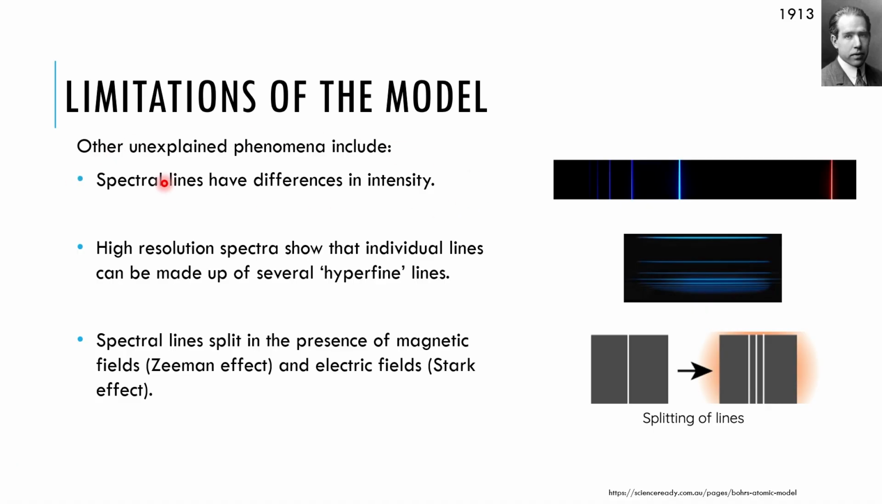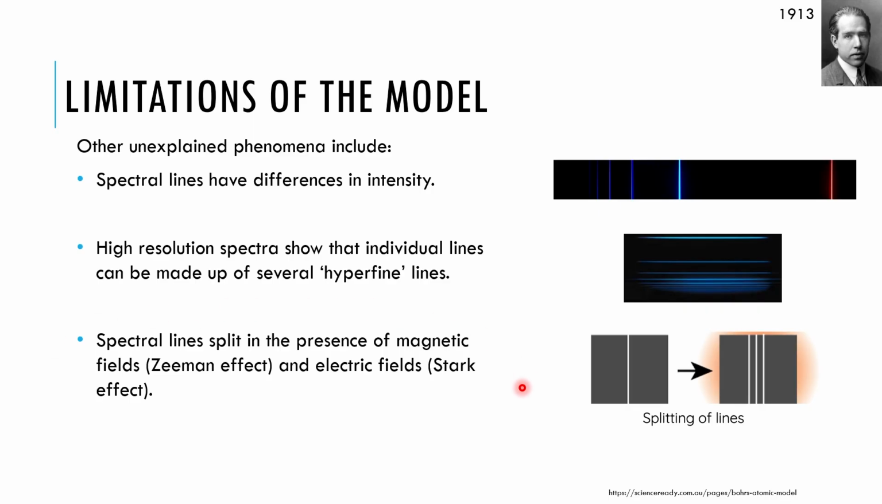Spectral lines have differences in their intensity. We can see that in our hydrogen spectrum here. The red is by far the most intense, and in this picture, the purple are near invisible. Bohr had no great explanation to account for this phenomena. Furthermore, if you were to take high resolution spectra, you would find that individual lines were actually broken up themselves, and there were several hyperfine lines which, when combined together, made a much brighter line. This again was unexplainable by Bohr.